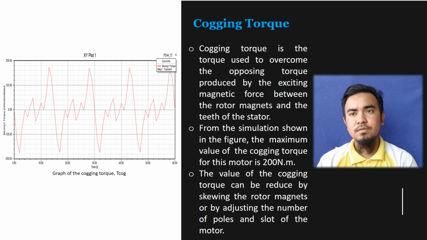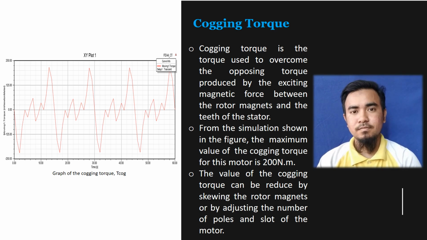The value of the cogging torque can be reduced by skewing the rotor magnets or by adjusting the number of poles and slots of the motor. Cogging occurs in permanent magnet motors, including brush and brushless DC motors and synchronous AC motors. Because it occurs in an unenergized motor, it is sometimes referred to as open circuit torque.